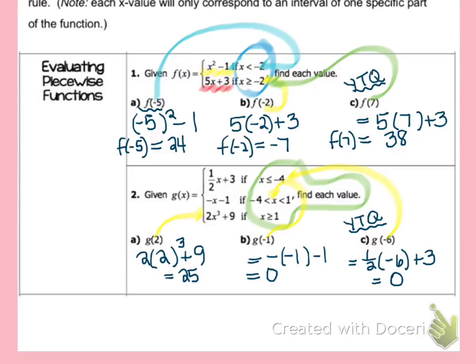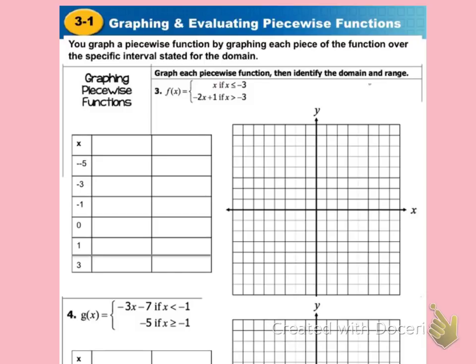Let's go ahead and turn the page, and we're going to take a look at some of the graphs of piecewise functions. There are lots of different strategies that people use to graph piecewise functions. But in general, you graph a piecewise function by graphing each piece of the function over the specific interval stated for the domain. So basically what this is saying here is I'm going to have 2 parts of the graph.